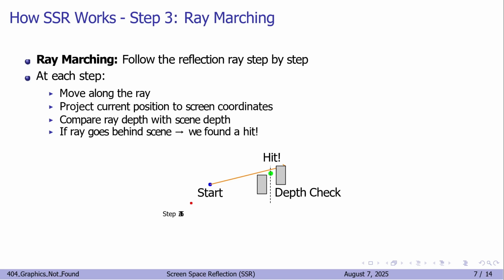It's a simple comparison. It checks the depth of the ray against the depth of the scene stored in the depth buffer. If the ray's depth is suddenly greater than the scene's buffer, it means our ray has just gone behind an object that's visible on the screen, and that's a hit. The moment we get a hit, the search is over. The algorithm takes the color of the pixel we just hit, and that becomes the color of our reflection.